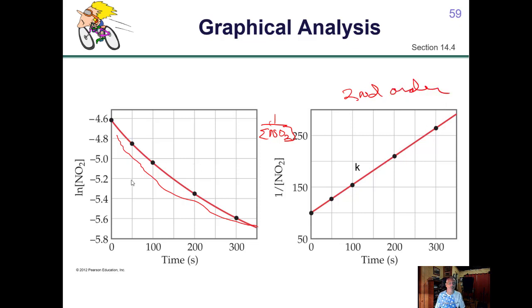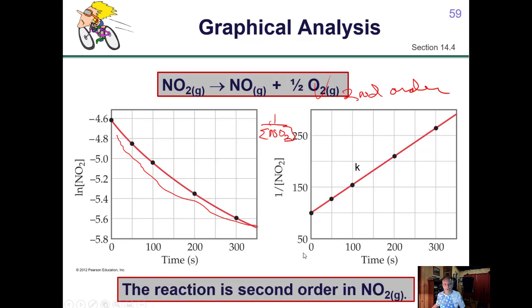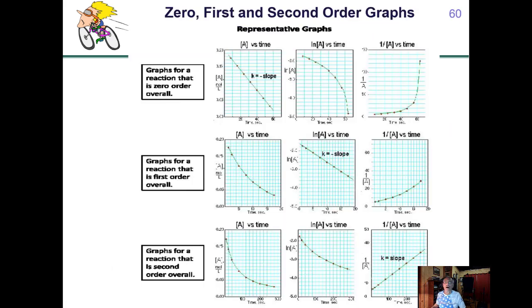So this is just a way to use a graph and make the determination of whether a reaction is zero, first, or second order. In this case, it is definitely second order, and that's my reaction. That's the decomposition of nitrogen dioxide to nitric oxide. Okay, so it's a second order reaction in nitrogen dioxide.